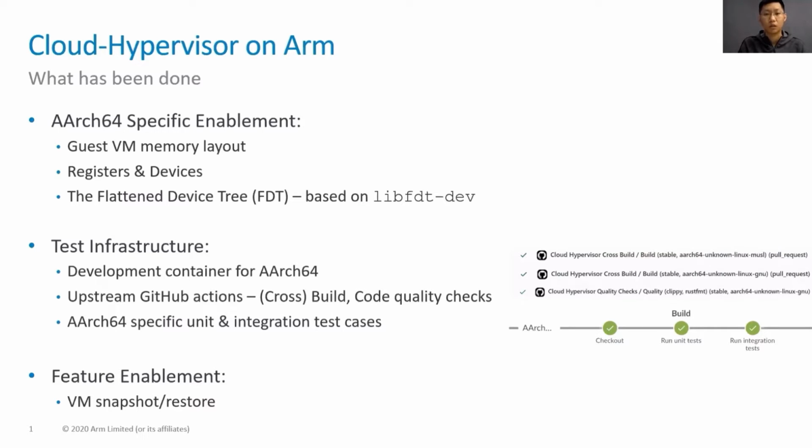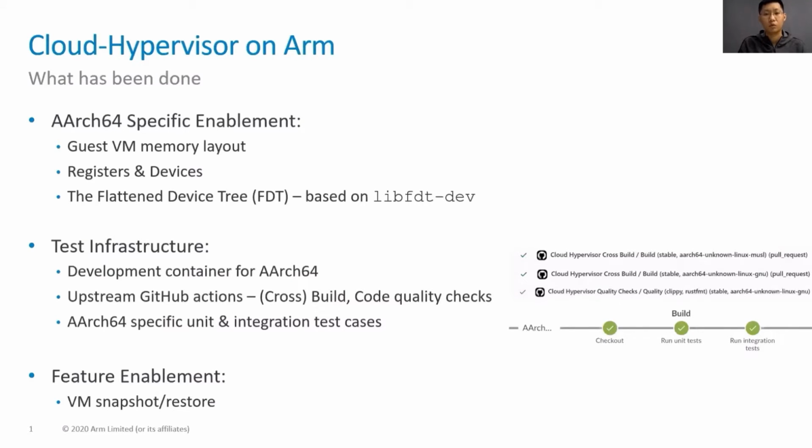The first one is enabling CloudHypervisor on the ARM64 platform, where we implemented the guest VM memory layout on specific registers and devices. We also created a Rust foreign function interface for the libfdt library to implement the flattened device tree. This device tree will be used in booting the VM.